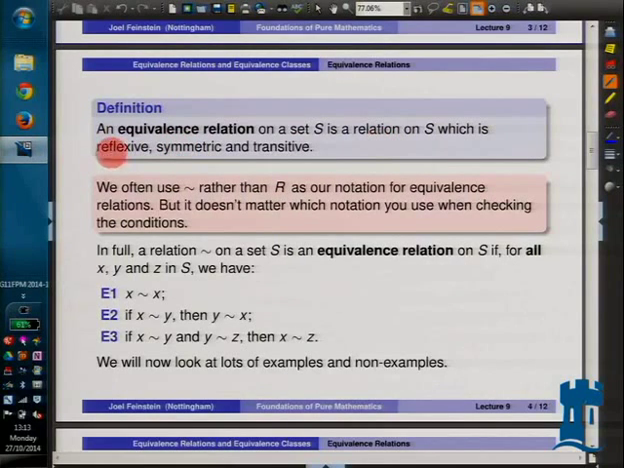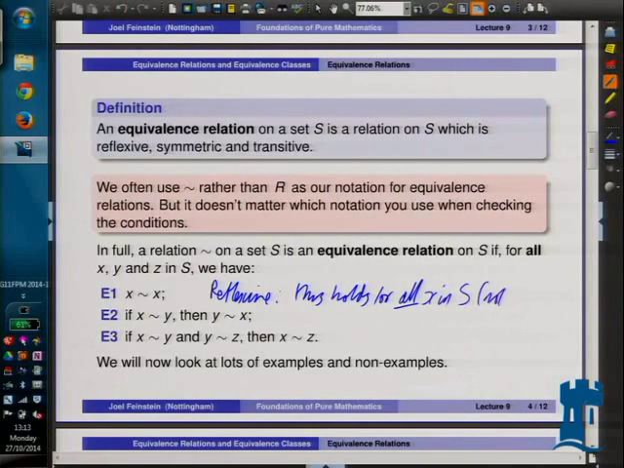The reflexive one says that for all x, x is related to x. So this is reflexivity. Reflexive means this holds for all x, not just some. So you don't start looking to see, are there any x's that are related to themselves? To get reflexivity, every x has to be related to itself. Every x in the set.